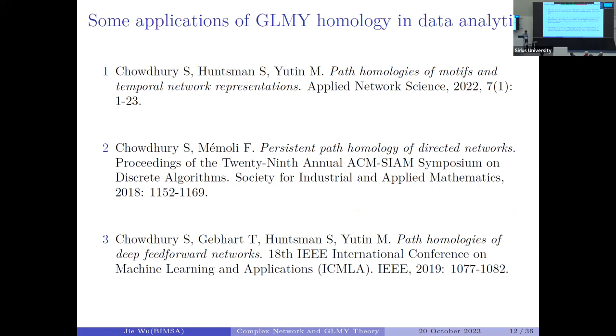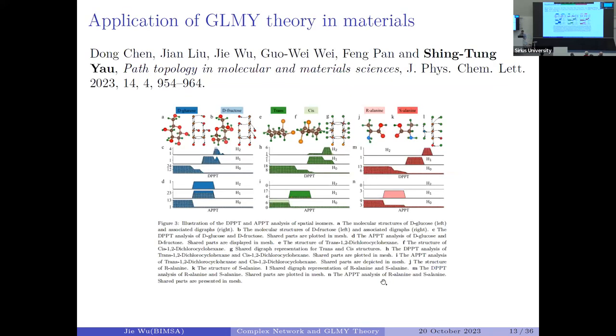So you have path homology, which we call GLMY homology, though originally it was just path homology. Definitely you can make a filtration, and then you get a persistent version. This seems to already have good applications, from a few years ago and earlier. I only display a few articles on that.